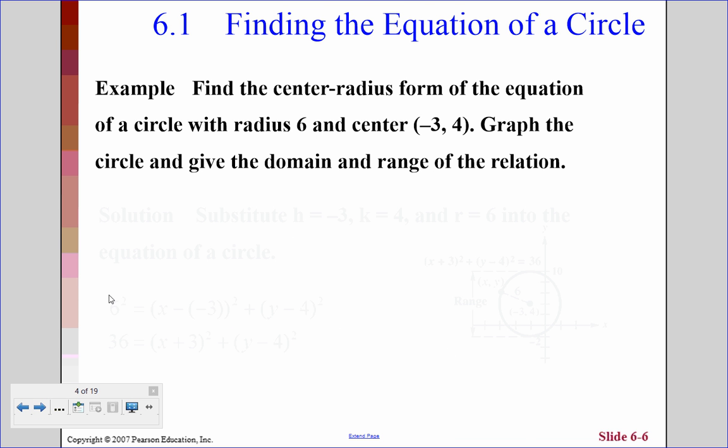Okay, so the first example is: find the center-radius form of the equation of the circle with a radius of 6 and the center is here. Graph the circle and give the domain and range of the relation.